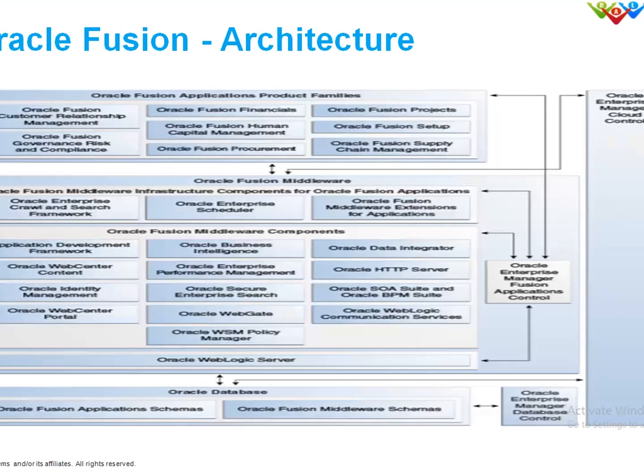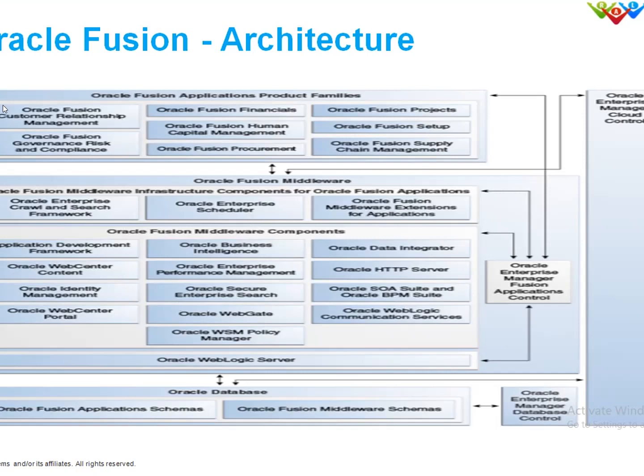So this is your Oracle Fusion architecture. If you see, this is your middleware. Here we have, if you can see, Oracle WebGate, Data Integrator, HTTP Server, SOA Suite, BPM Suite. So this layer is your Fusion middleware, wherein you have technical consultants.